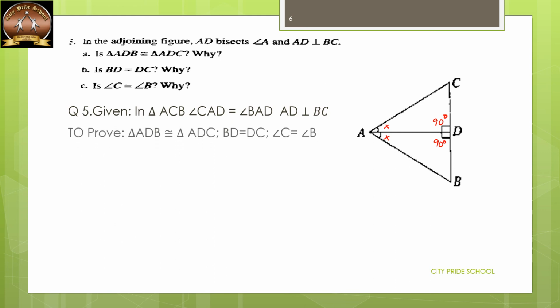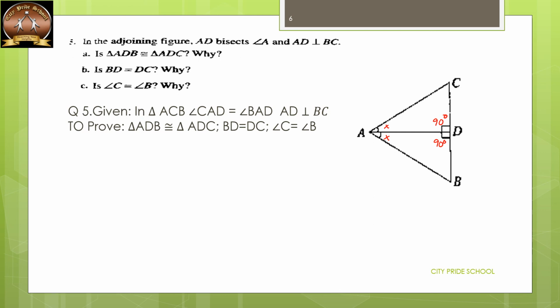So now what do you have to prove? First, you have to prove that these two triangles are congruent, that is, triangle ADB is congruent to triangle ADC. Second, you have to prove whether side BD is equal to DC, and third, whether angle C is equal to angle B. So first let us start. Yes, first one is yes, but why?